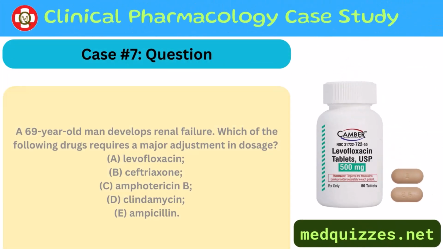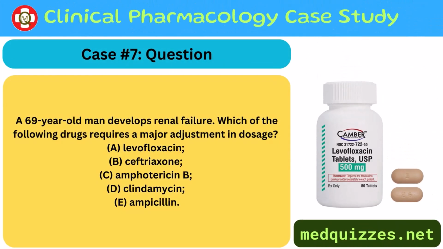Case number 7. A 69-year-old man develops renal failure. Which of the following drugs requires a major adjustment in dosage? A. Levofloxacin, B. Ceftriaxone, C. Amphotericin B, D. Clindamycin, E. Ampicillin.